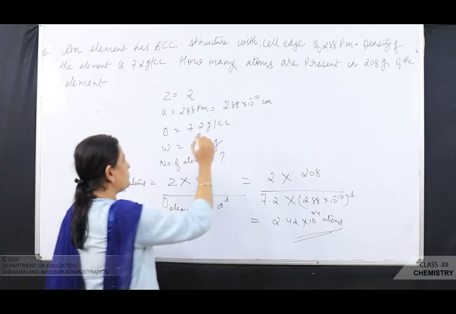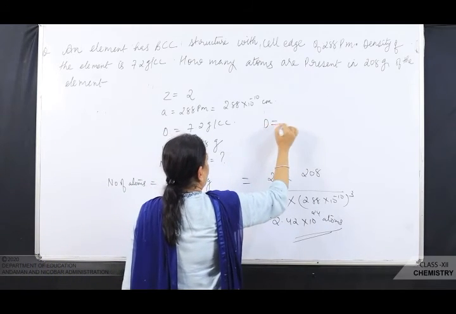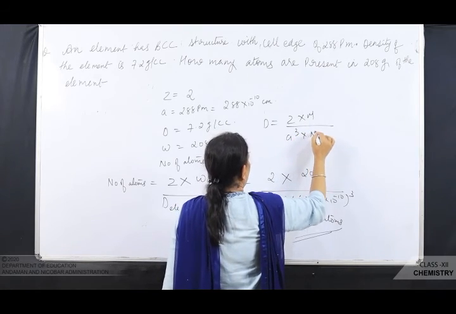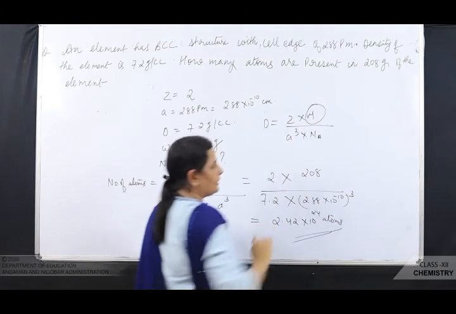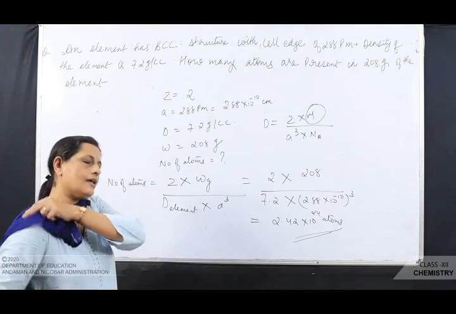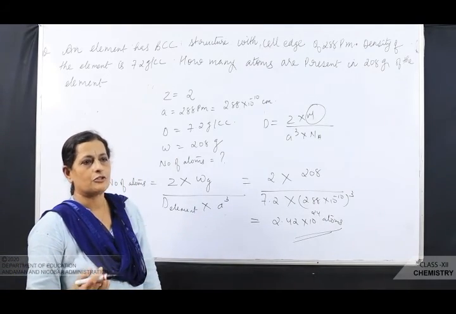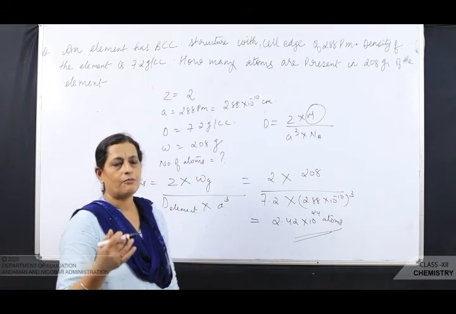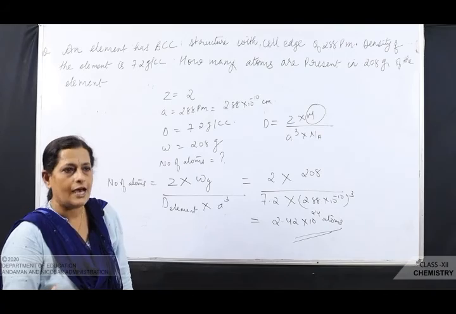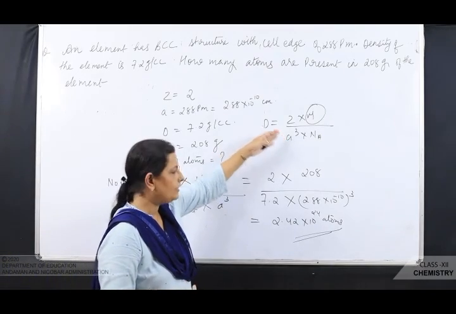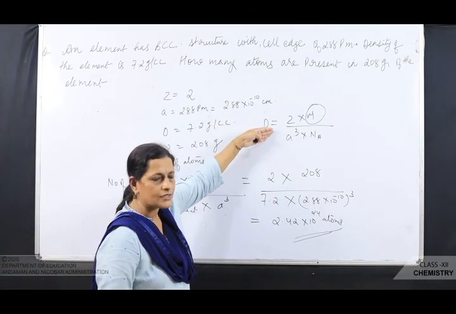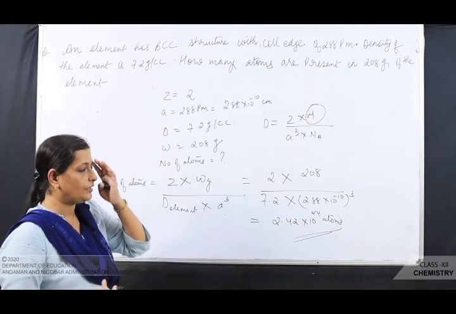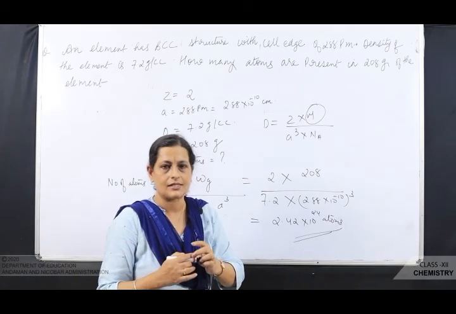Or if you use this equation, D is equal to Z into M divided by A cube into Avogadro number. First you will calculate what? Atomic mass. After calculating M, then number of atoms is equal to what? Number of moles into Avogadro number. So, number of moles is equal to what? Mass divided by atomic mass into Avogadro number. So, that way also you can calculate. So, if you do it this way or you do it this way, it is the same. This is more simple for doing. So, is it clear? So, only this type of numericals are there.